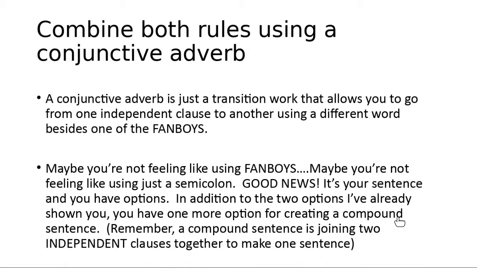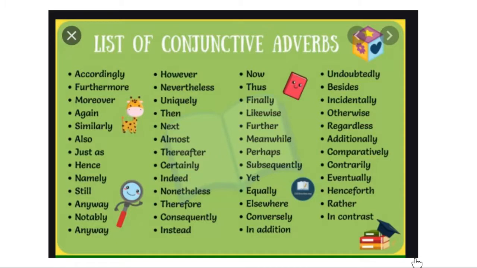So with this third strategy, you still use a transition word, except you're free to use many other ones besides just for, and, nor, but, or, yet, and so. You also still use a semicolon, and you also still use a comma, and you also still have to have an independent clause on each side of that conjunction point. So I'll show you how that works. Here is a list of the conjunctive adverbs. If you think of fanboys as just seven words that you have at your disposal, look at all of these different words that you can use with this third strategy. These are all examples of conjunctive adverbs.